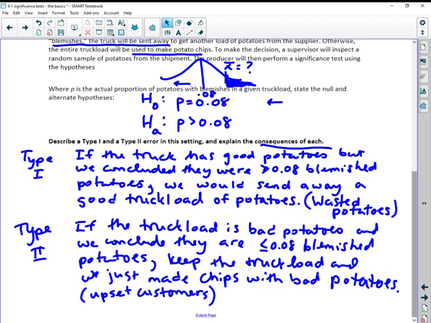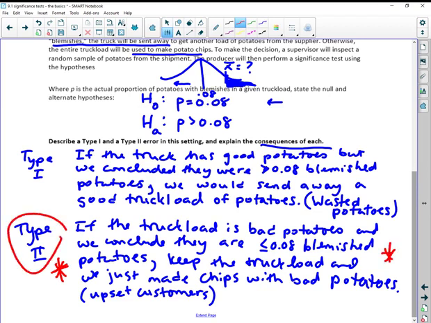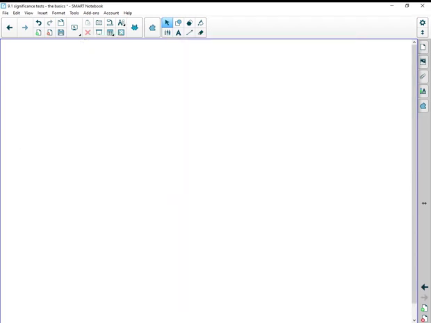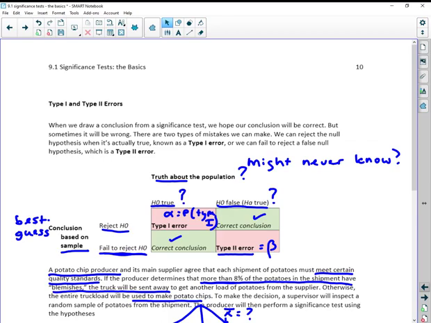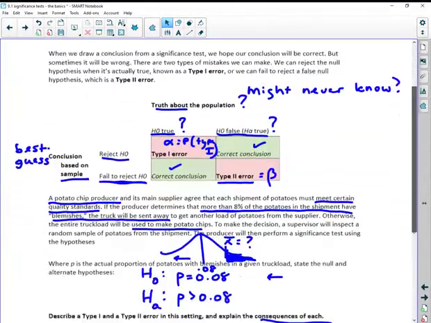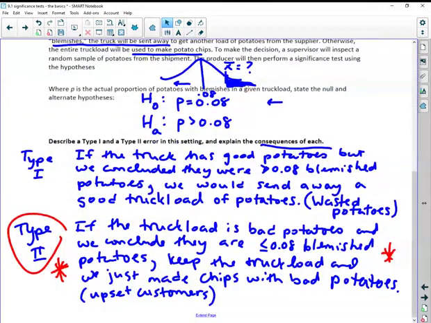So in this situation, from the manufacturer's standpoint, this is definitely the worst type of error. Now, what type of error is worse is going to depend on the situation that you're studying. So that's an introduction to significance test basics.